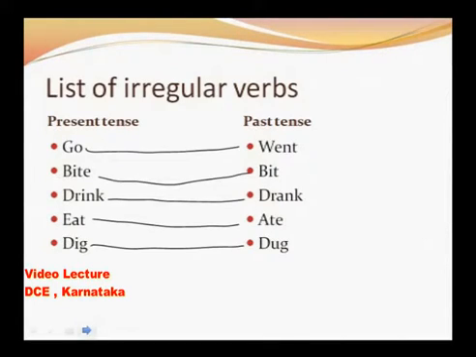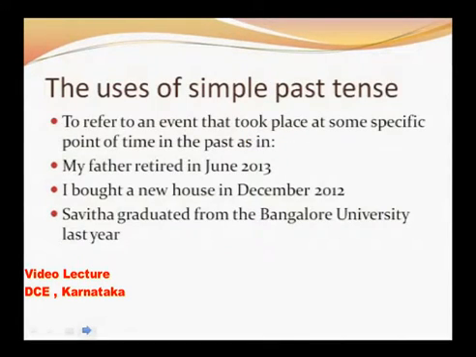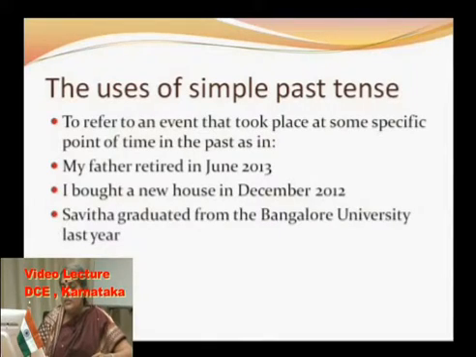Now, having understood this, let us try to understand the uses of simple past tense. Simple past tense is used to refer to an event that took place at some specific point of time in the past.